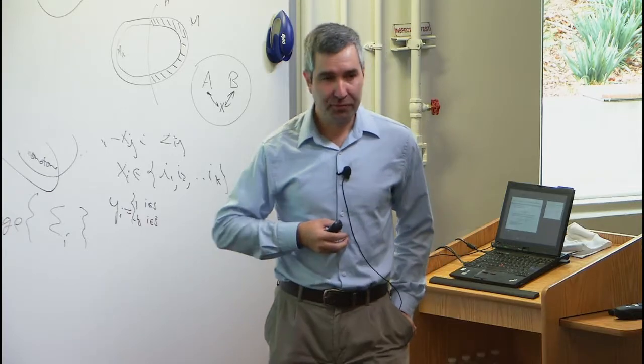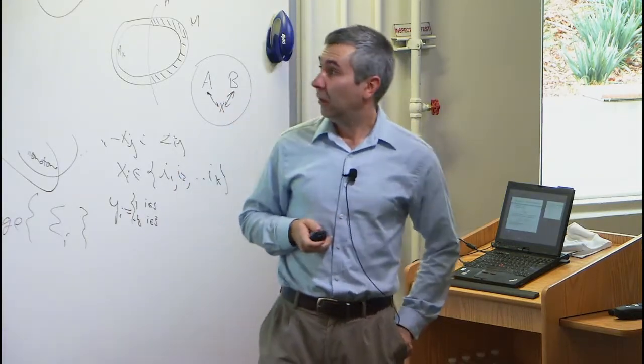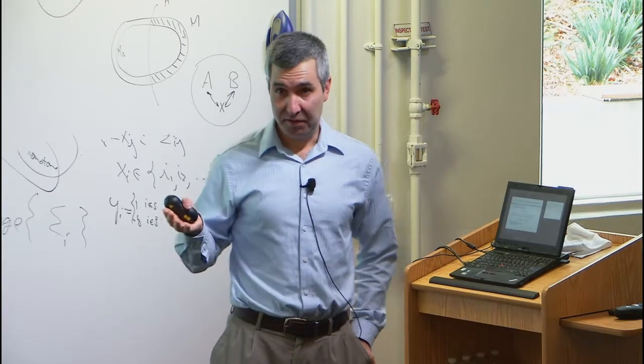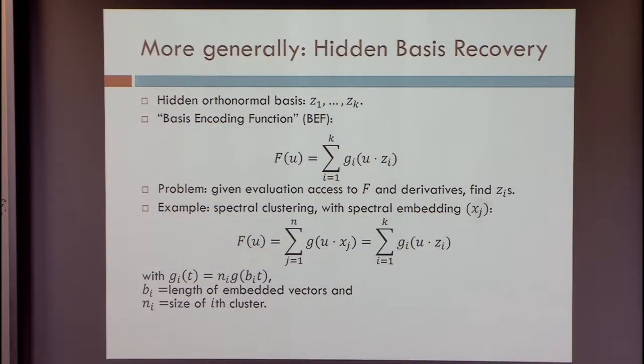So here is a slightly more abstract way of thinking about what I just said. This is the primitive. There is a hidden orthonormal basis in R^k, so k unit, orthogonal vectors. And this came implicitly from data. I'm going to encode this data as well as the basis in what we call a basis encoding function, which takes a form similar to what I was saying before. There are scalar functions g_i. I pick a direction u, a unit vector. I project the basis vectors onto u, and then I evaluate each projection via a scalar function g_i. And then I add up all of them. So this is also some sort of generalized moment.